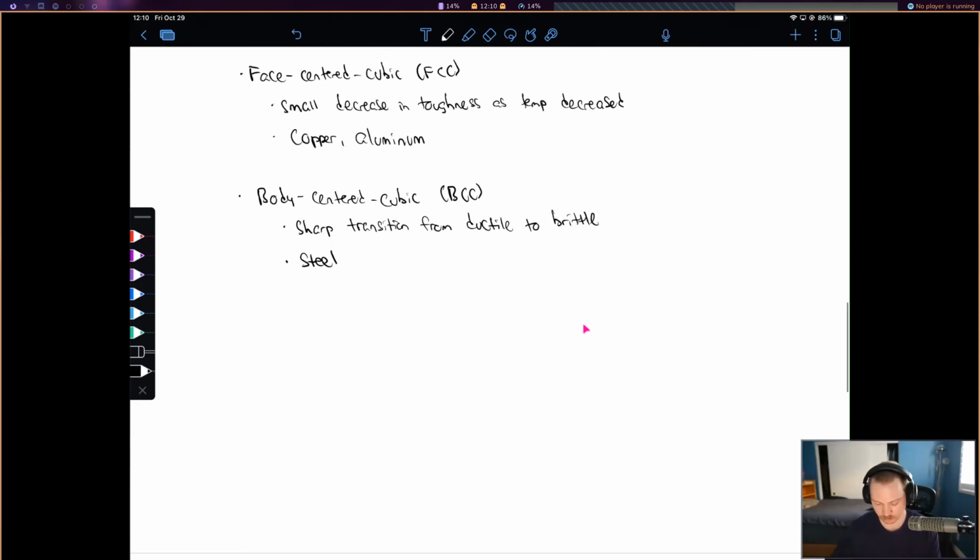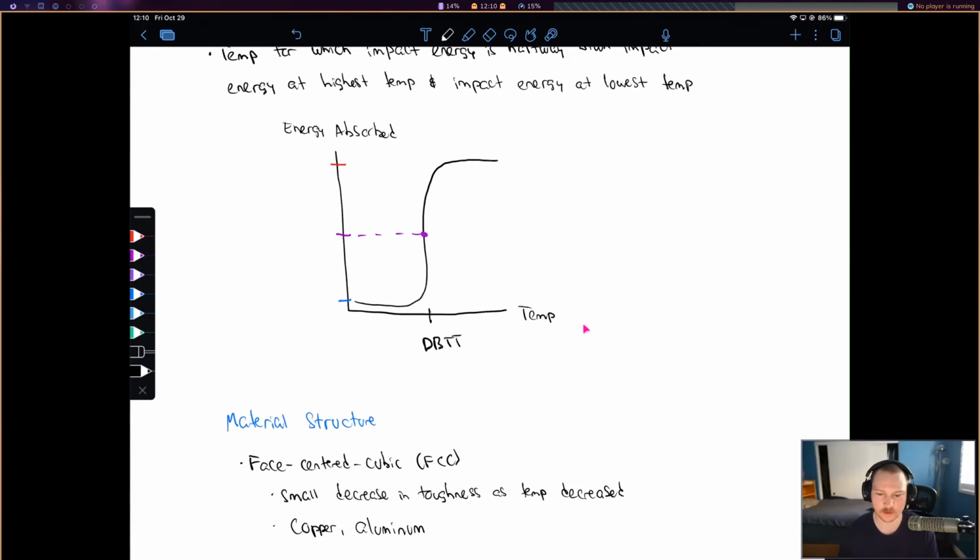Okay, so let's show this on the same graph here. So what we've already drawn is, not FCC, sorry, that should say BCC. So here we've already drawn a BCC material, something like steel. There's a very sharp transition from ductile up top for high temperatures to brittle at low temperatures. But we can also have a face-centered cubic structure like aluminum.